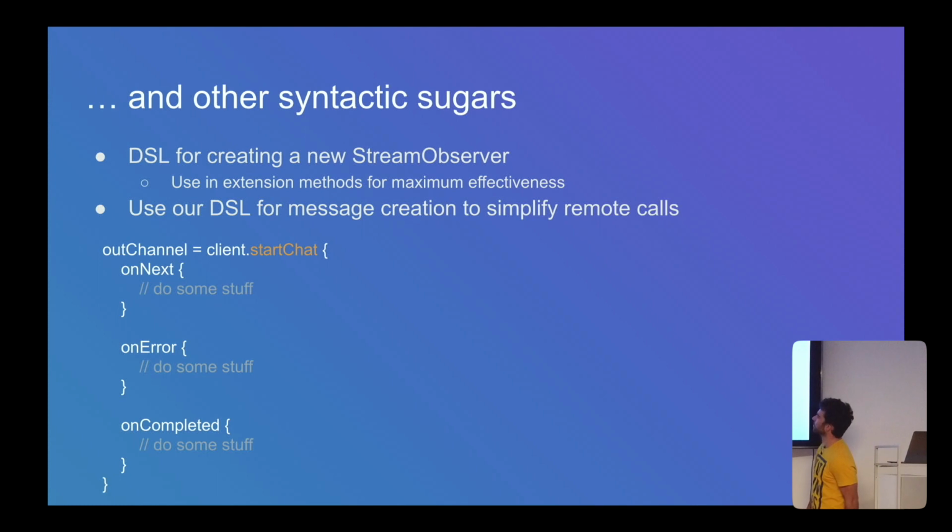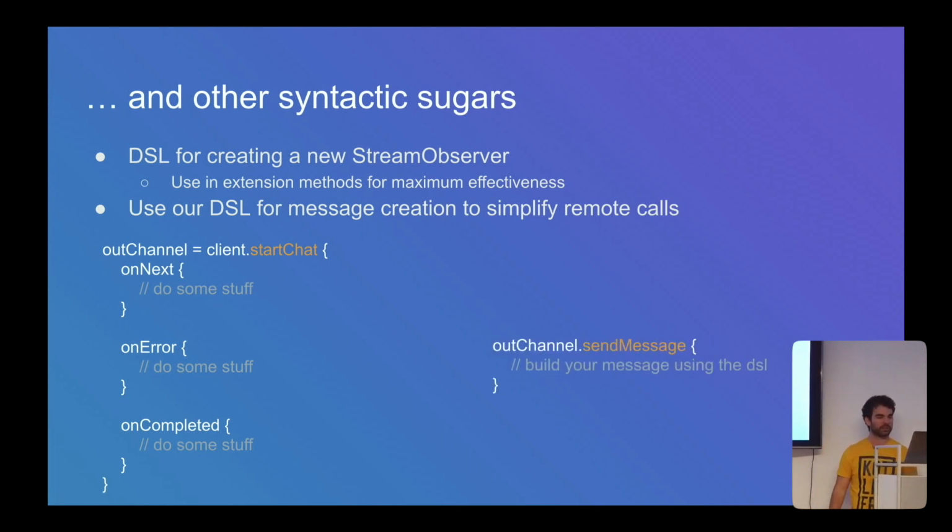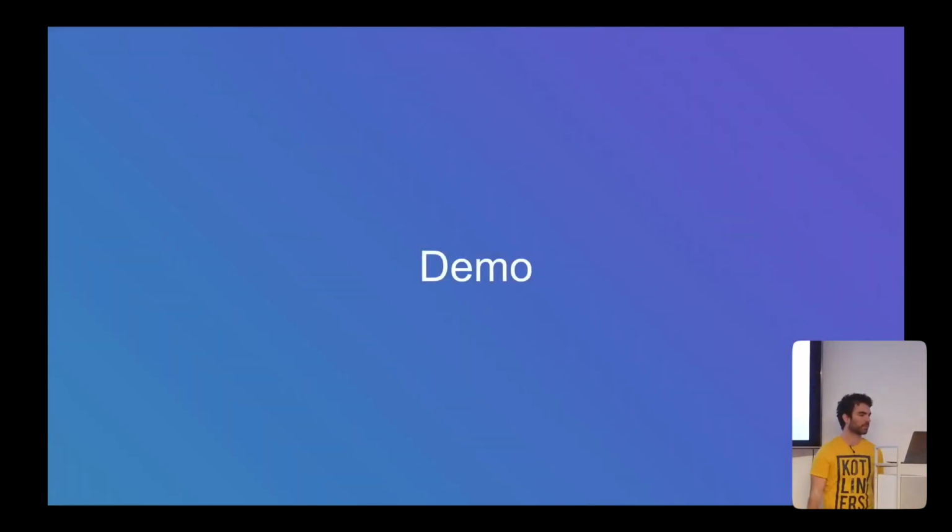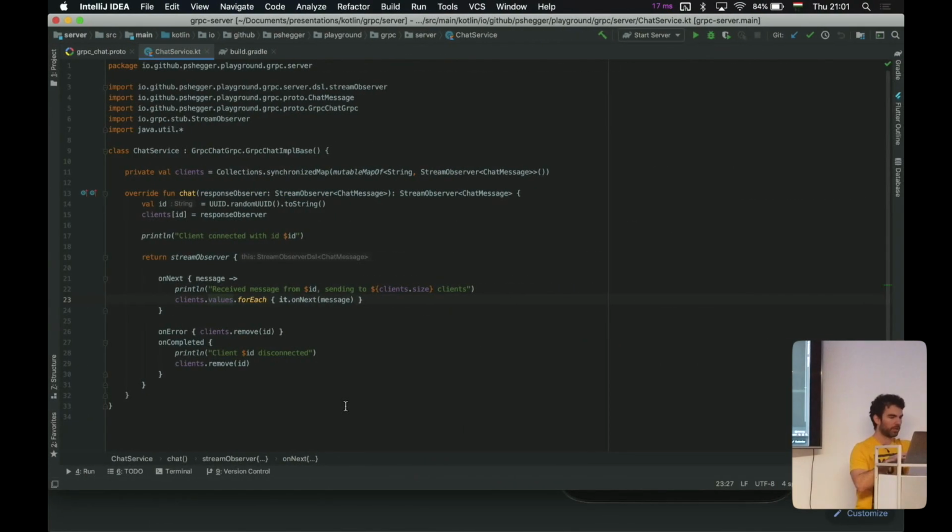And we can also use our DSL to simplify the message call, which is almost the same example as the previous one, but we are not creating a stream observer, but a message. And then the last demo, which I hope will work.